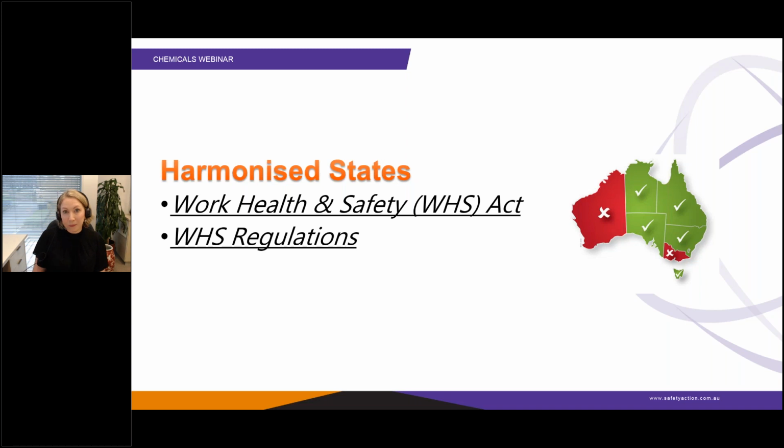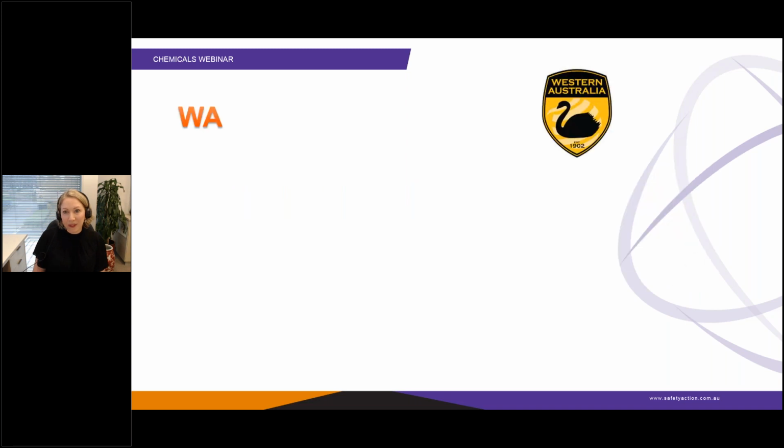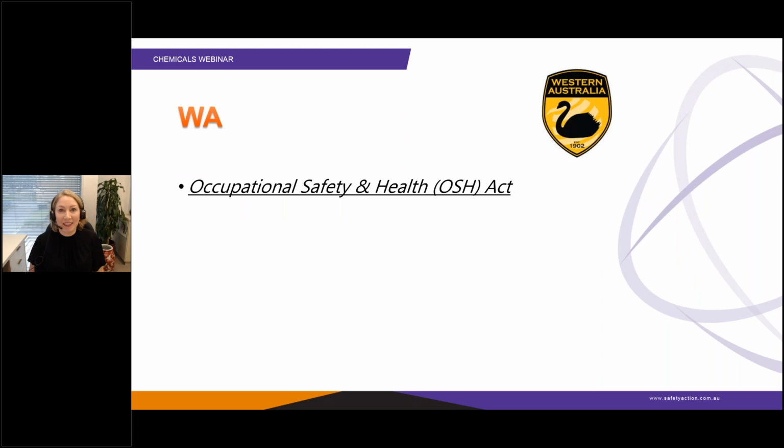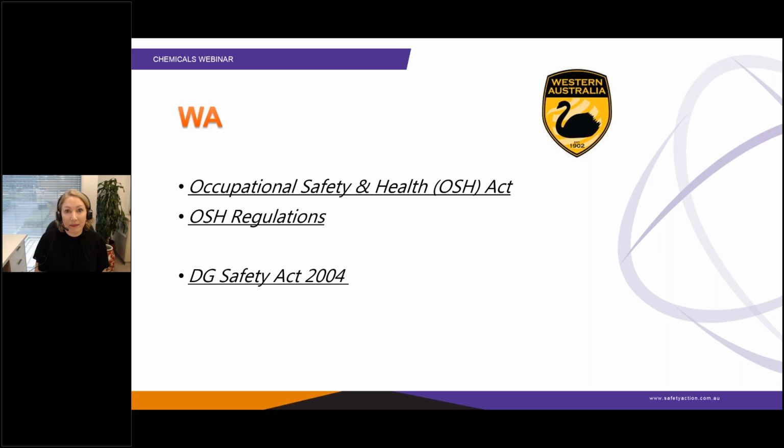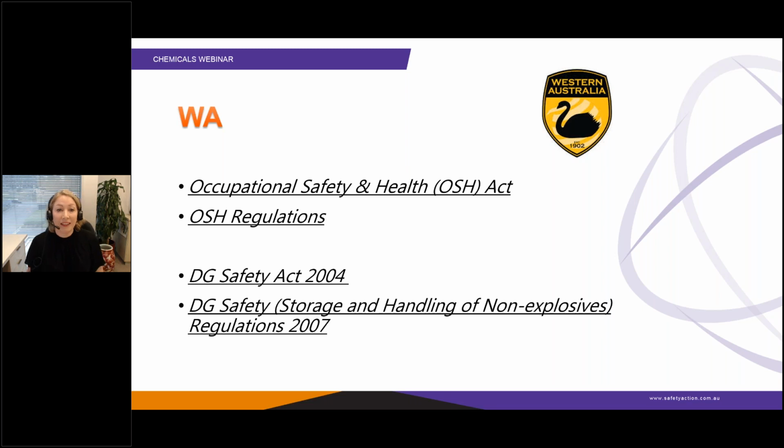Let me take you over to Western Australia, WA for short. WA use a similar but slightly different term, Occupational Safety and Health, so OSH Act, and they have OSH regulations. In Western Australia, they also have separate dangerous goods legislation, so being the DG Safety Act and the DG Storage and Handling of Non-Explosives regulations being the main one. But if your work handles explosives, you'll also need to refer to the explosives regulations in Western Australia.